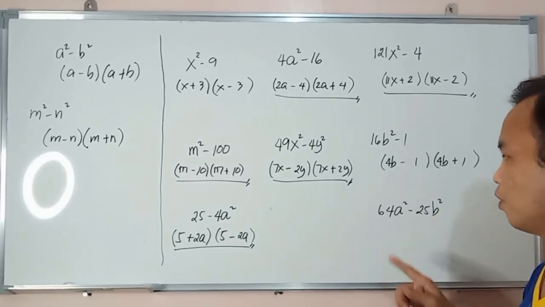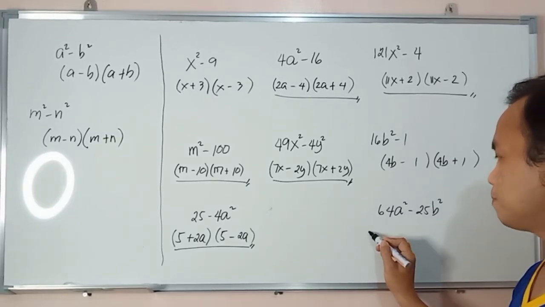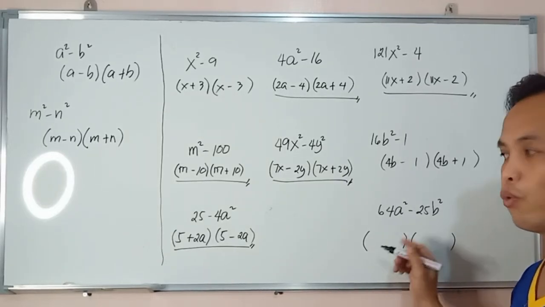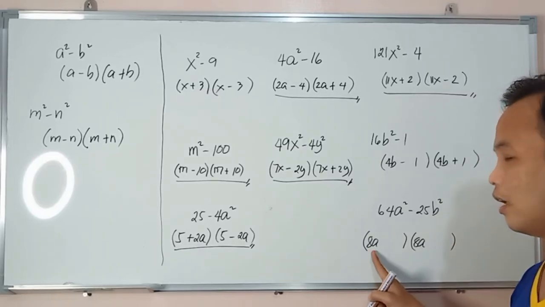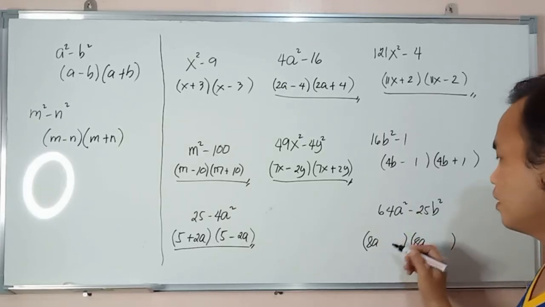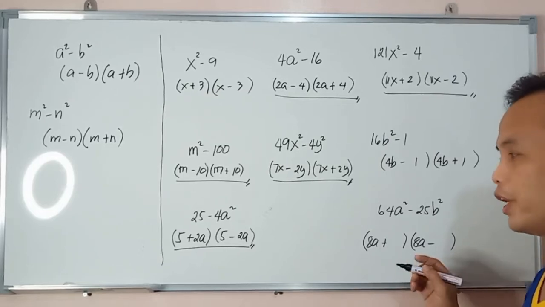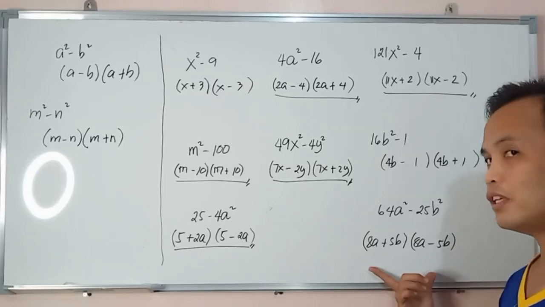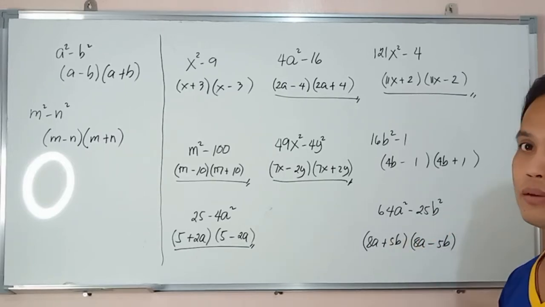Next example, 64a squared minus 25b squared. So the same. We have these binomials. The square root of 64a squared shall be 8a. So we write 8a times 8a. 8a times 8a shall give us 64a squared. So minus plus or plus minus. The square root of 25b squared shall be 5b times 5b. So if we want to check if these factors are correct, we just simply use the FOIL method. Then we combine like terms, then we will get the binomials.